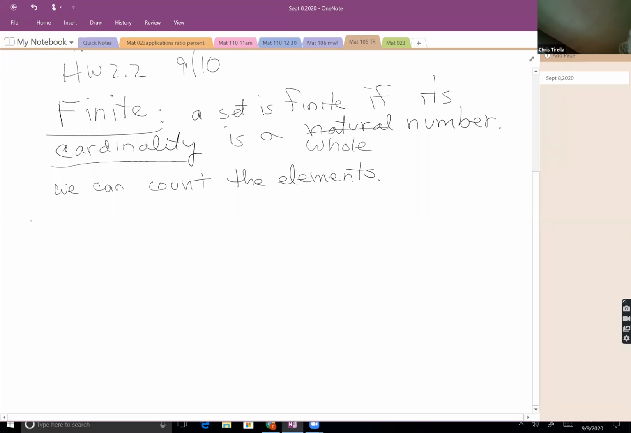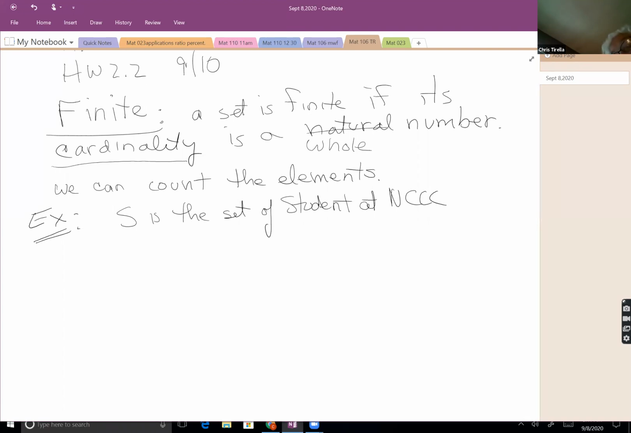So let's look at a couple of examples. Let's say S is the set of students that are registered at Niagara County Community College. Would that be finite? Would we count the number of students enrolled in the college? Yes, so that set is finite.